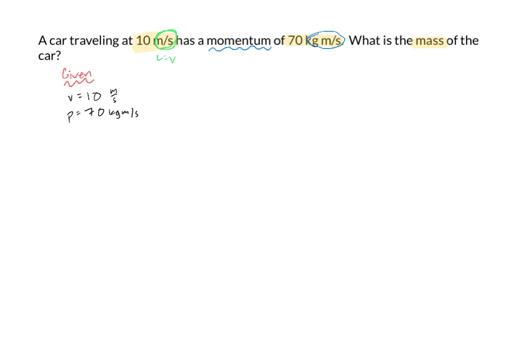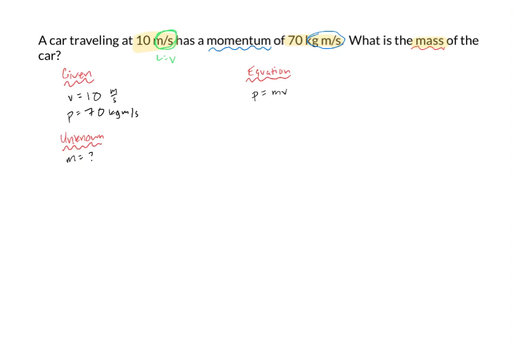And now I'm ready to go ahead and list out my unknown. My unknown here, I get from the question, and that is going to be the mass of my car. Using all this information, I'm ready to move forward to my equation step. And the equation I'm going to use is the same equation I'm using for pretty much every momentum problem. And that's going to be p = mv.